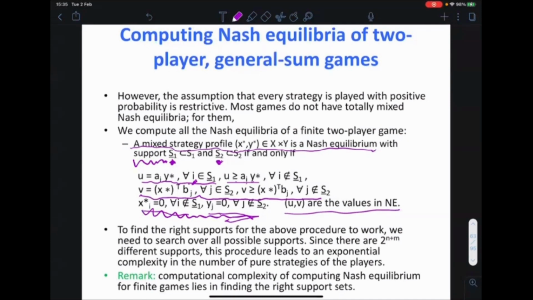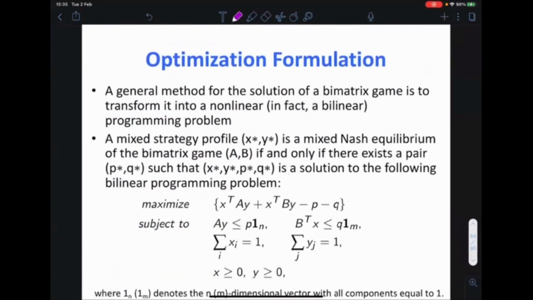So really the competition is to try to find all possible supports, right? And computationally it is extremely difficult, and people in game theory really study this computational complexity. It is really focused on the algorithm to find a support set, which we'll talk about in a minute.